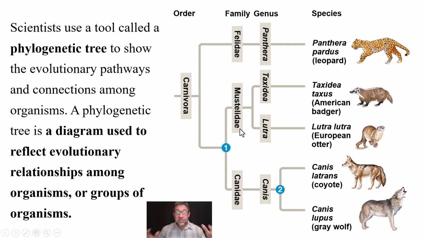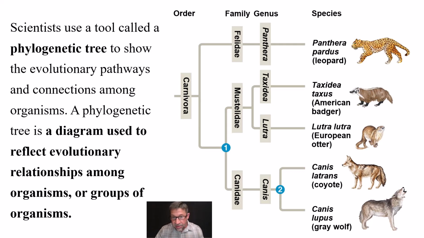The mustelids, this is the weasel family. So this is going to include things like the wolverine, the pine marten, the fisher, the badger, the otters. And then this family down here, the Canidae, so this is the wolf dog family, also includes foxes and coyotes.